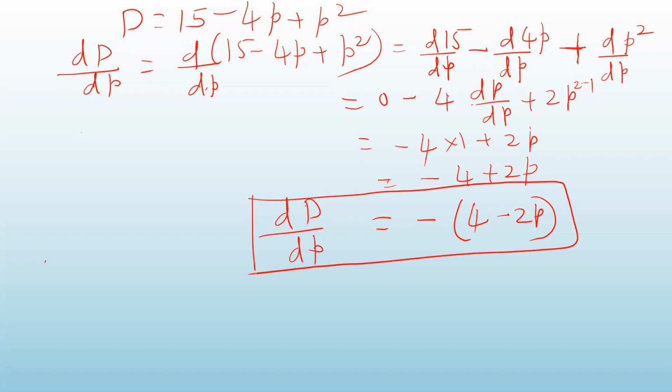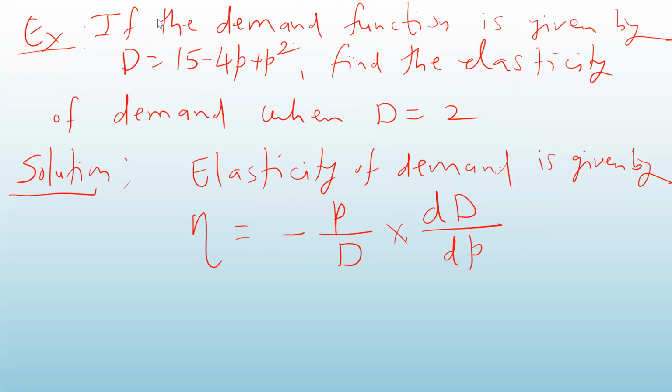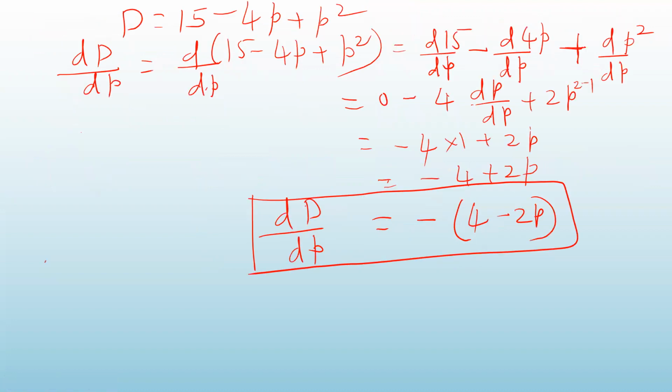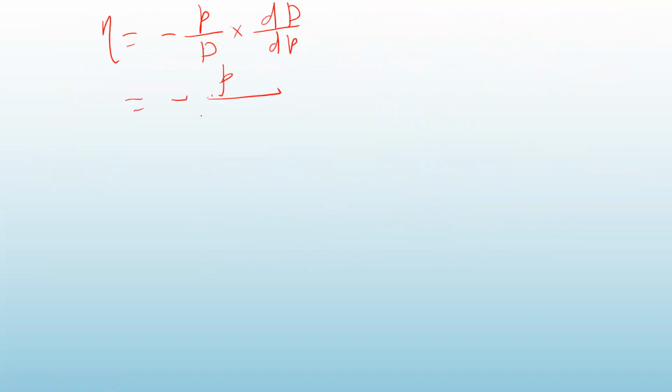Okay. Now let us find out the value of elasticity of demand. So elasticity of demand, eta, is minus p upon d into derivative of d with respect to p. So it is minus p upon d. D is given to you. What is given to you? D is 15 minus 4p plus p square. So in place of d, I will write 15 minus 4p plus p square. Correct? Into. Now, what is derivative of d with respect to p?